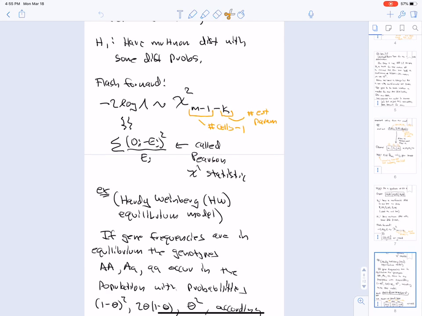And so flashing forward, the main result is that minus 2 log lambda, which you get from a generalized likelihood ratio test, will be shown to be essentially a Pearson chi-squared statistic. So that makes that connection, and then we saw before that it is also asymptotically chi-squared with m minus 1 minus k degrees of freedom, where m minus 1 is the number of cells minus 1, and k is the number of estimated parameters.